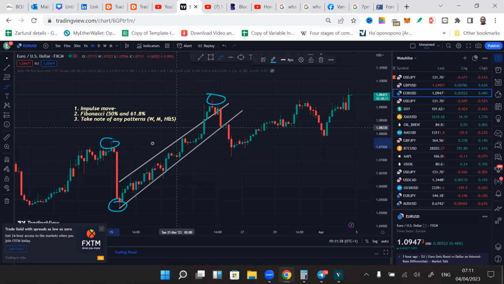Now, if you are picking Fibonacci and price is buying, it's in an uptrend. So the impulse move is on the buy side. You pick your Fibonacci. Now let's go pick Fibonacci now.